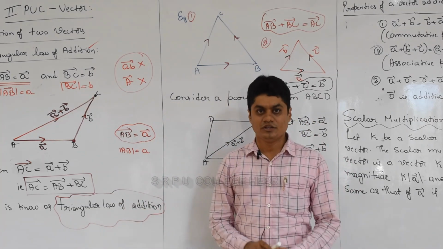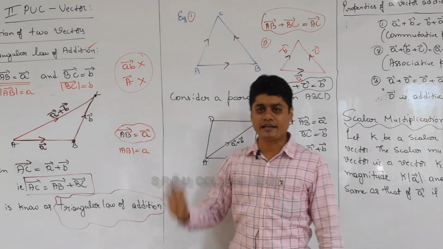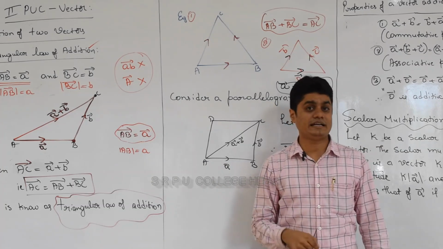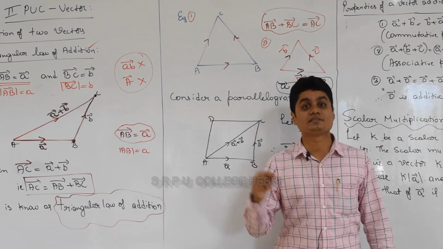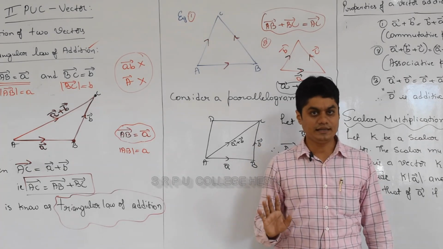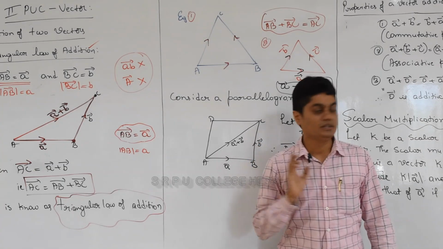Correct? Clear? So the statement for the triangular law of addition is: you just pick the two same-sided vectors, and the third side, which is opposite to the two vectors, always represents the sum, and that is known as the triangular law of addition. Clear? This is an important concept.